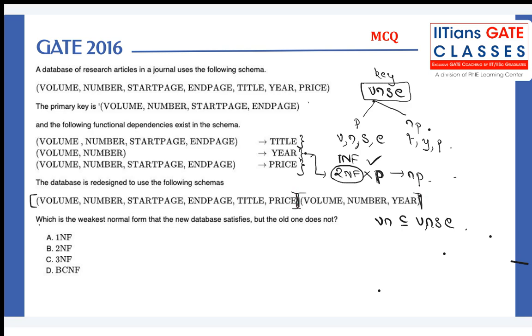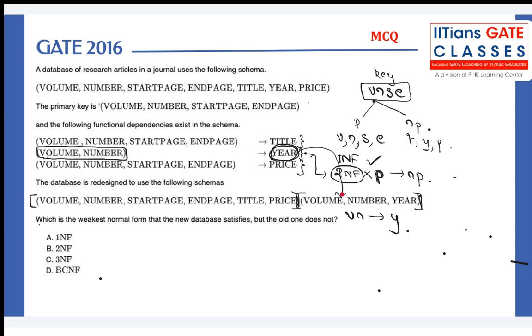Now, if you look at the second table, the problem was only this functional dependency, right? This functional dependency was creating a problem. The second one. This will go here. Why will it go here? Because the attribute year is only present in the second one. Is the attribute year present in the first table? No. You can see that, right? It's not present in the first table. It's only present in the second table.